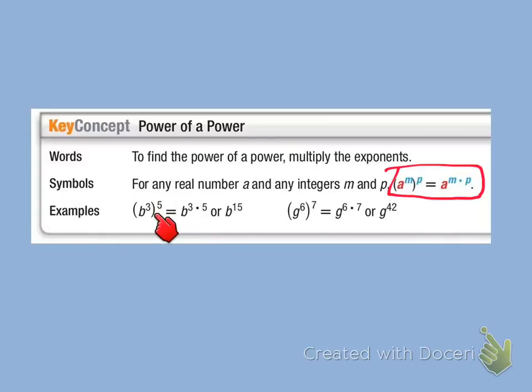For example, b to the third to the fifth. When you say it like that, you're looking for "to the." When you hear "to the," you multiply. So b to the third to the fifth, 3 times 5, or b to the 15th. Same way with g. g to the 6th to the 7th, 6 times 7, 42. Power of a power.